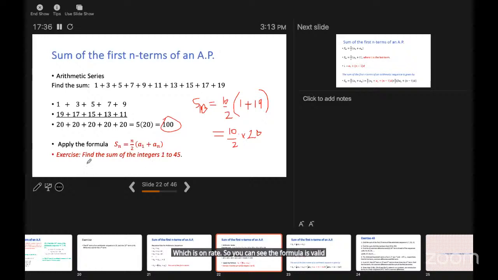Now, a short exercise. Find the sum of the integers from 1 to 45. What will your answer be?